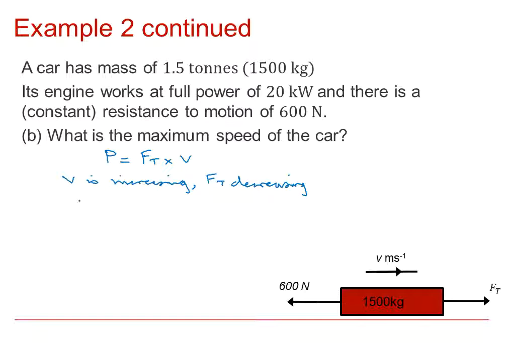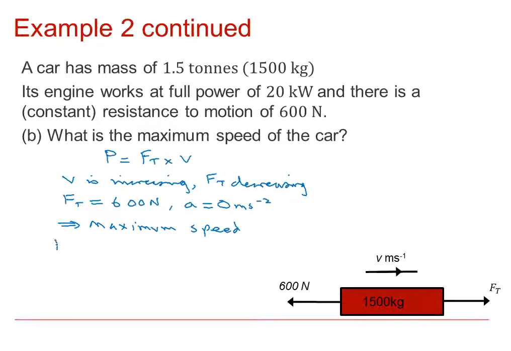Therefore, we must reach an equilibrium situation in which the tractive force is reduced to the resistive force of 600 newtons. At this point, we know that the forces are both 600 newtons, so the acceleration will be 0 meters per second squared, and therefore we will have reached maximum speed. So that's the scenario that we're looking at.